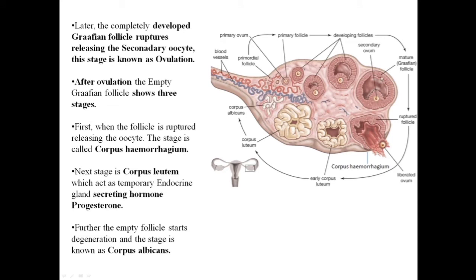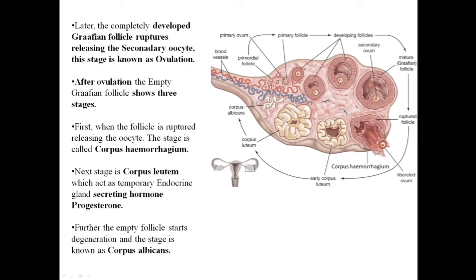After the completion of the Graafian follicle, it ruptures, and when it ruptures, the secondary oocyte is released. This stage is known as ovulation. After ovulation, the Graafian follicle remains empty. This empty Graafian follicle is going to show three stages. The first is where the follicle is ruptured and the oocyte is released, and some blood vessels are also ruptured. So, obviously, there is blood loss. This stage is called corpus hemorrhagium.